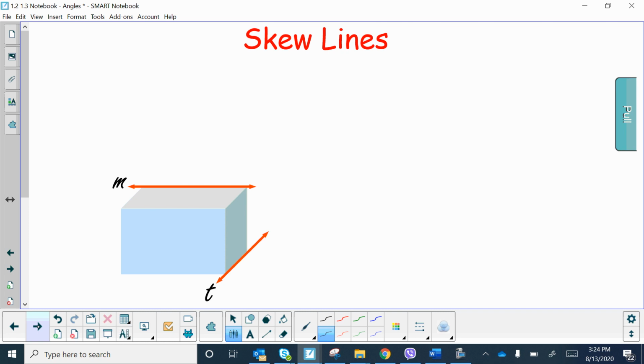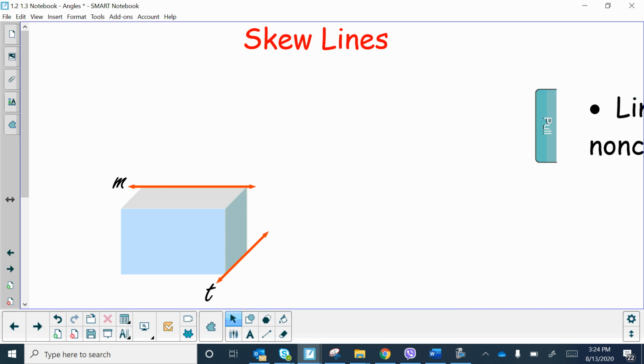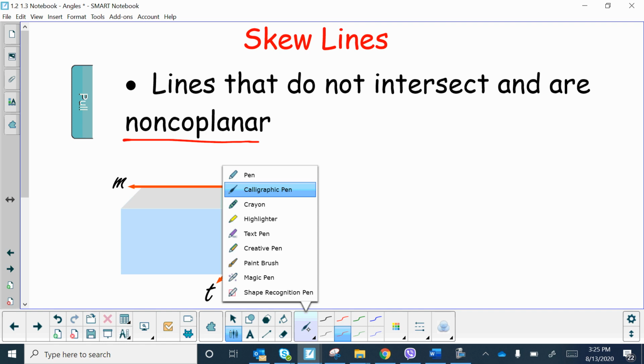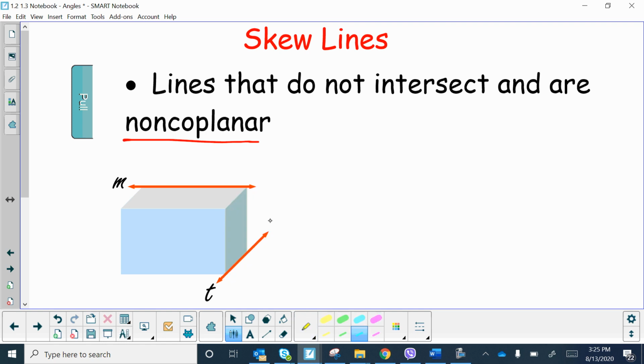Next one, skew lines. Just to give you a heads up, most students tend to forget or have a little bit of trouble understanding what skew lines are. Skew lines are lines that do not ever intersect and are non-coplanar. The word non-coplanar was one of our vocabulary words in 1.1, and that means they're not on the same plane. Let's take a look at this picture below. You have a picture of a prism, or a box, and you have a line going up here, which we'll call line M.